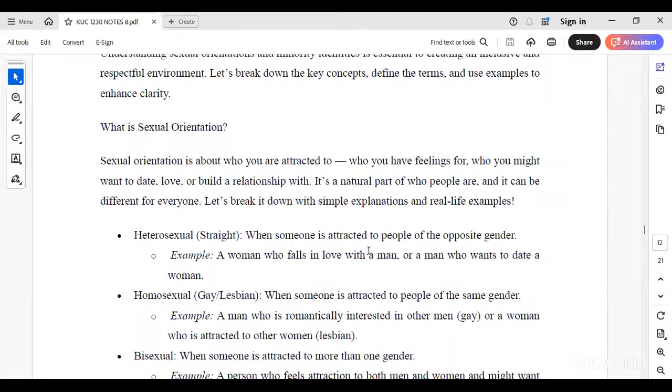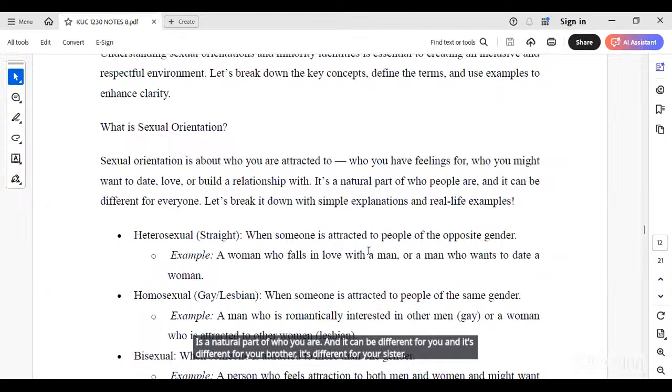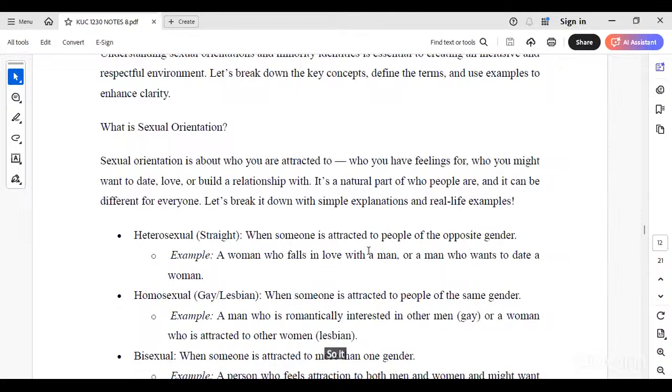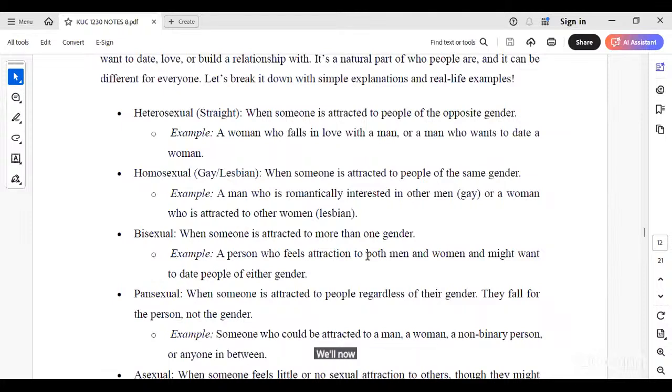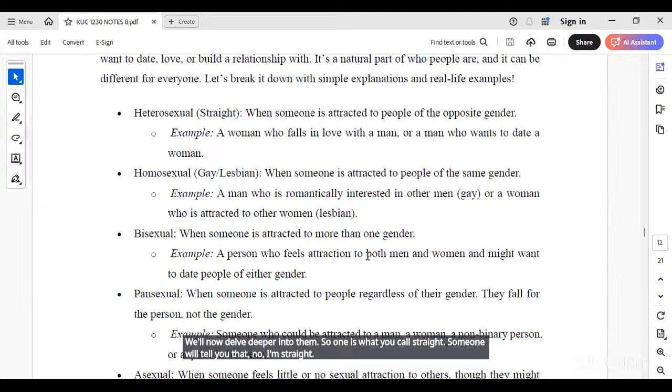Okay. So whom you want, whom you have feelings for, is a natural part of who you are as a person. And it can be different for you, and it's different for your brother, it's different for your sister. So it is natural and it comes as different as it can get. The various types of sexual orientations, which we saw earlier, we will now delve deeper into them. So one is what we call straight. Someone will tell you that, no, I'm straight.